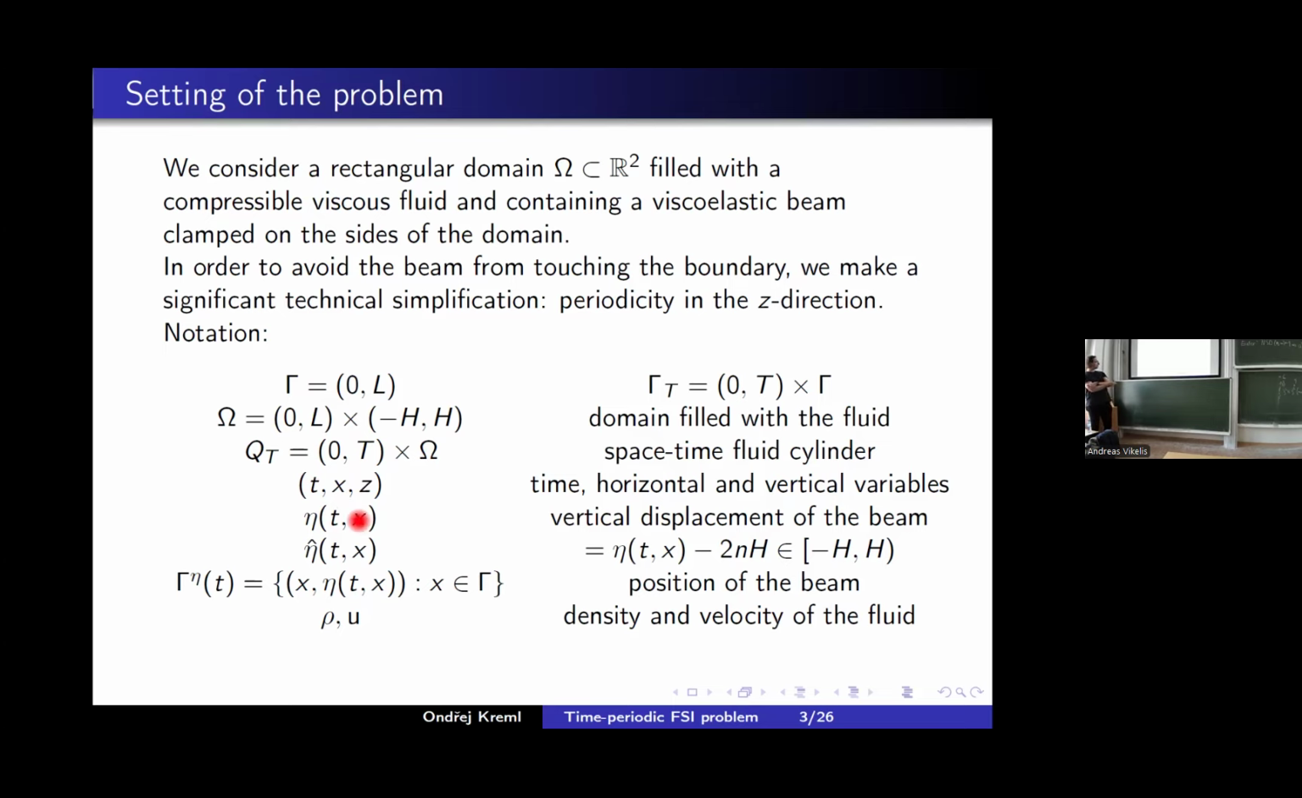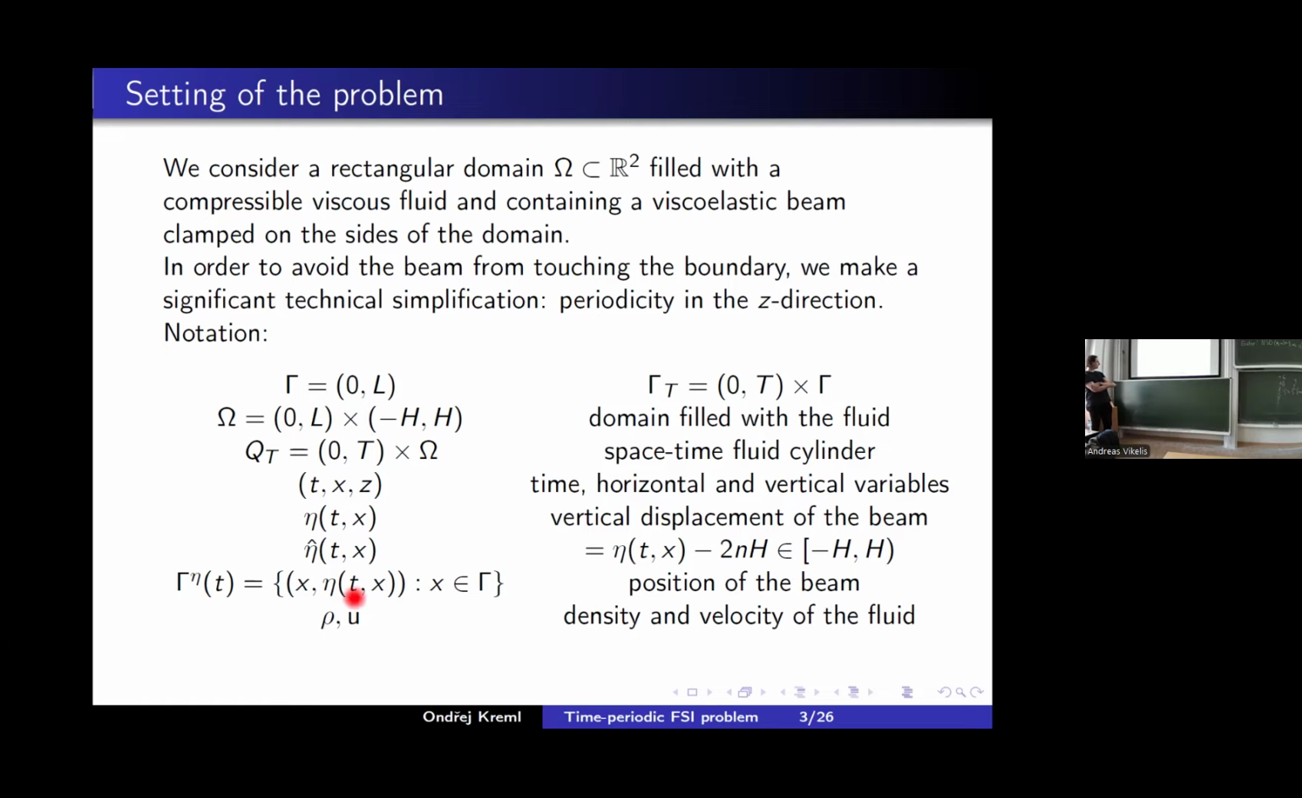So eta of t and x denotes the vertical displacement of the beam. You will notice that the beam can only displace in the vertical direction and not in any other direction. So the beam is really described by a function of the variable x, which of course at different times can take different values. One of the problems which we have is that this displacement a priori does not necessarily need to be inside of the periodic box. So it can travel outside of the box, but since the problem is periodic, it will then appear from the bottom. I will show you a picture a little bit later on. So this eta hat denotes this function, which is restricted to have values in the box minus HH.